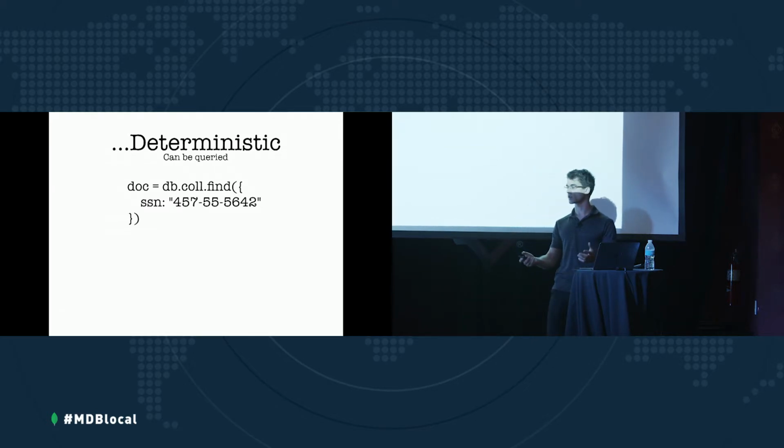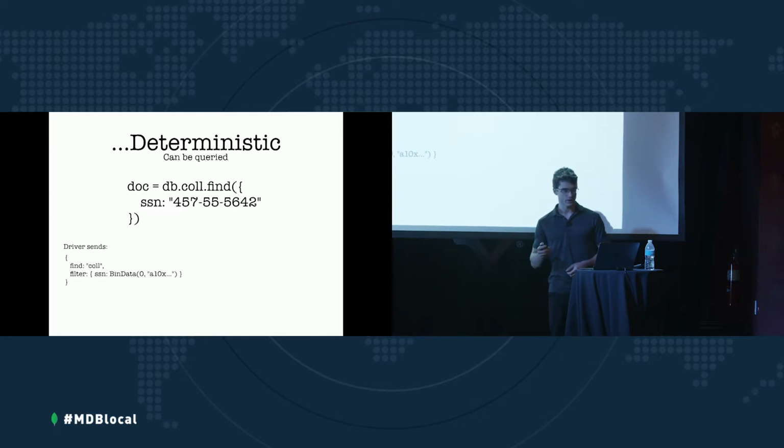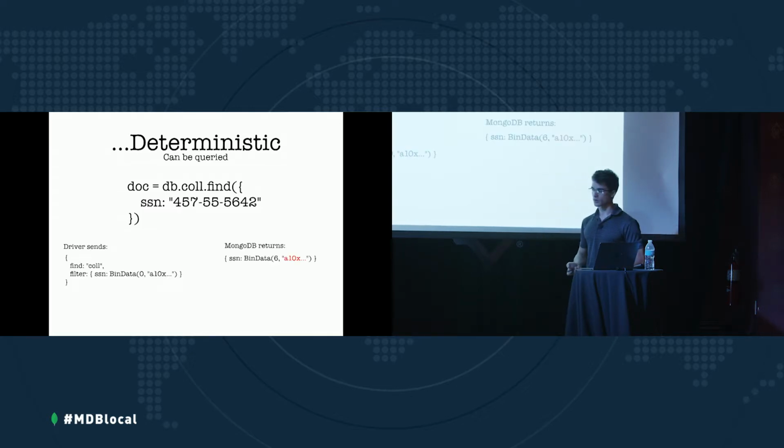Like you can't do a range query, but you could do a query like this that matches SSN with an exact value. So we'll still be able to respond correctly since the ciphertext matches what's on the server.